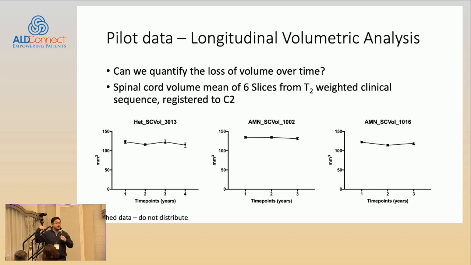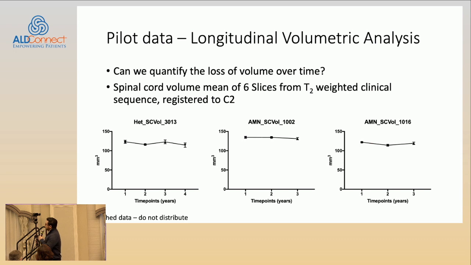Now, they've all been registered to each other. That means we're making sure that we're looking at exactly the same cervical level, but 3 years doesn't seem to be a long enough time to see volume change. But then again, we haven't completed our analyses. These are very initial data.